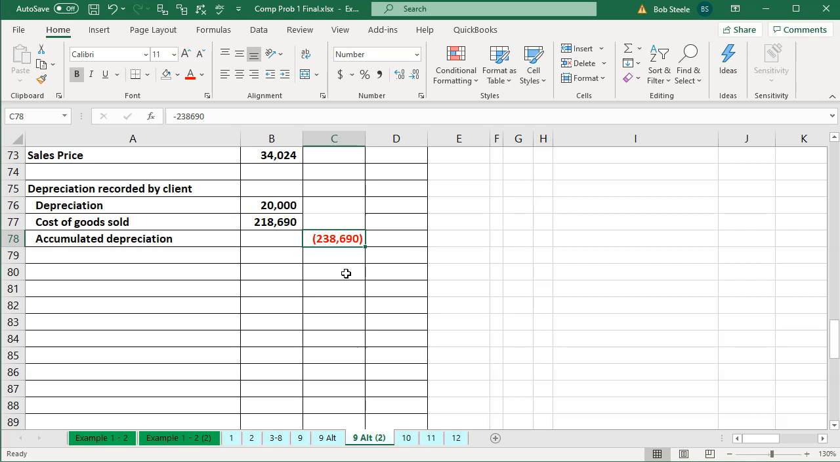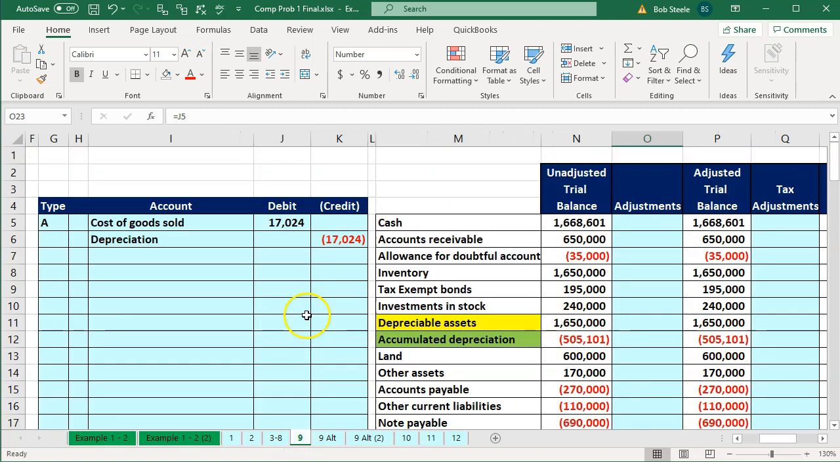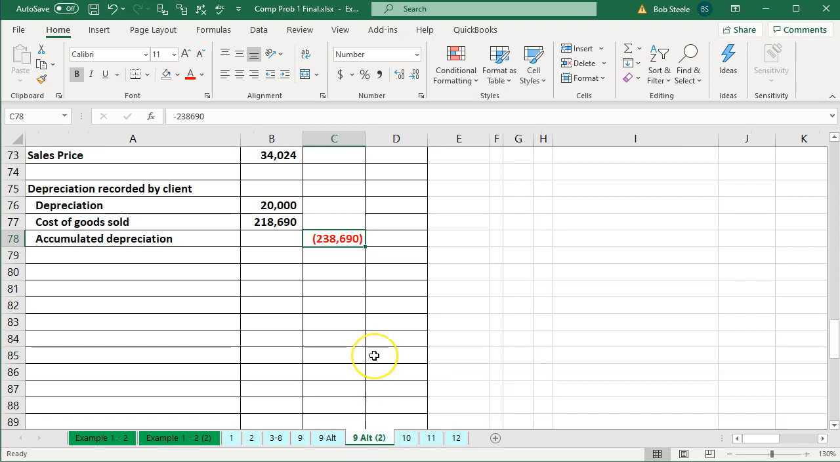Instead of just recording the difference between the two, which would be a nice simple, small journal entry, as we did last time, let's record a longer two-journal-entry process so that we can see more detail of what we're doing.